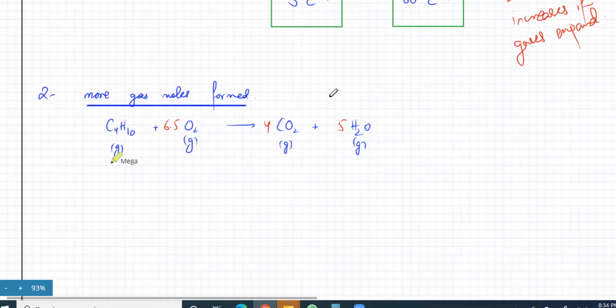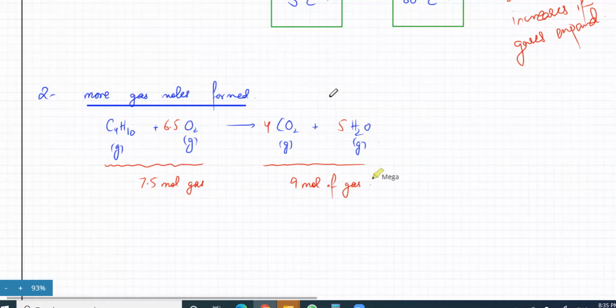So what's happening over here? You've got 7.5 moles of gas, right? And on the other side, it's changing into 9 moles of gas. So that clearly shows that there's a significant change in disorder happening. This delta S is positive, right? Is this clear? Yes.